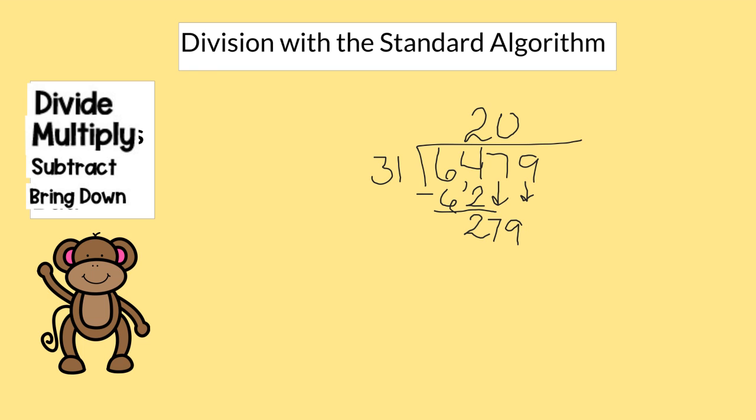So now I'm going to go ahead and bring down the next number. And now I'm going to ask myself, how many groups can I make of 31 from 279? Since I was really, really close, I could almost make a group, but not quite. I'm pretty sure it's a big number, like 8 or 9. And in fact, it's 9.